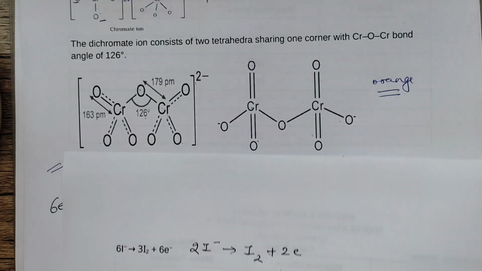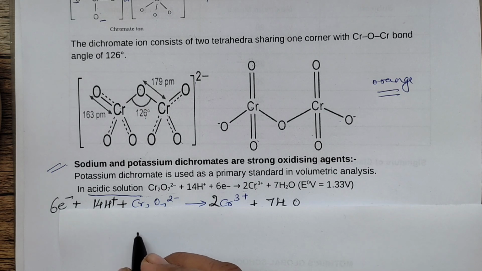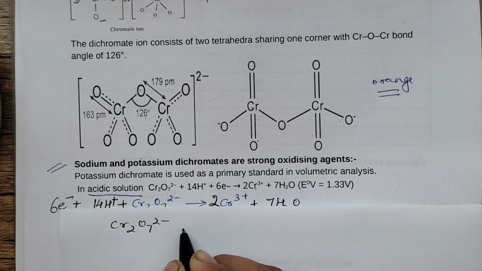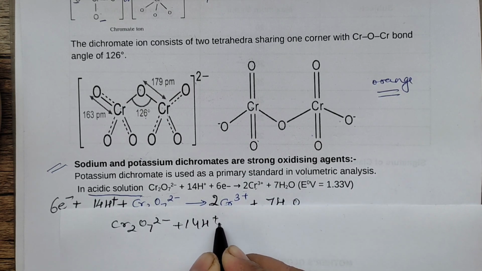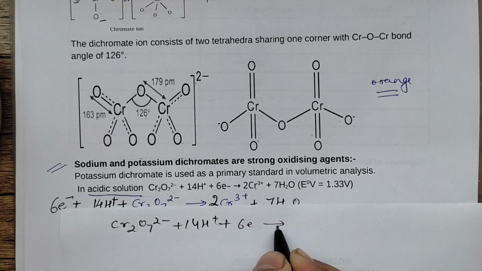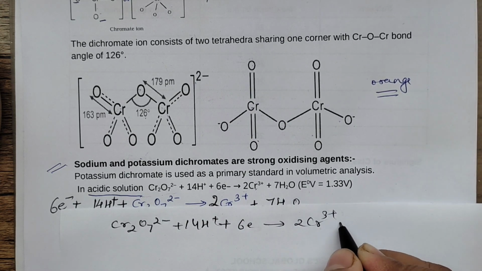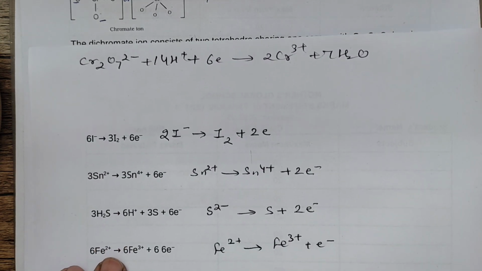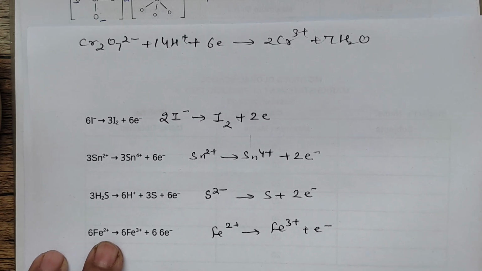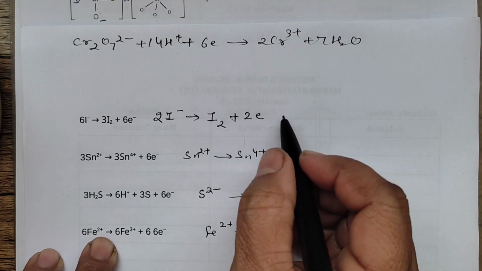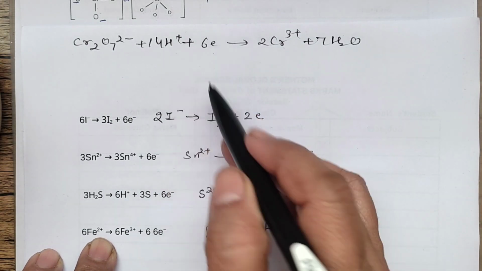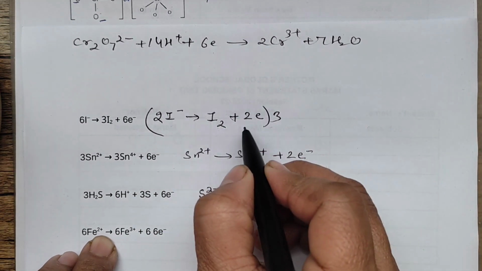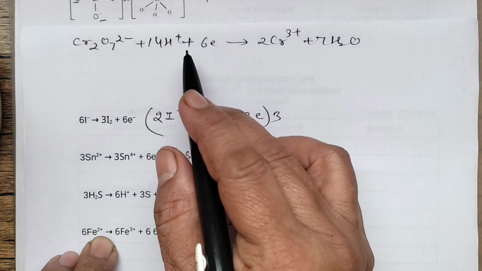Okay, let me just copy that main equation first here. What was the equation? Cr2O7 2-, plus 14 H+, plus 6 electrons, gives 2 Cr3+ and 7 H2O. So this is your main equation. This equation you are going to add to each of the equations which we wrote just now, making the electrons equal. Dichromate is oxidizing iodide, so you will multiply this whole equation with 3 to make the electrons equal and add it to the first equation.